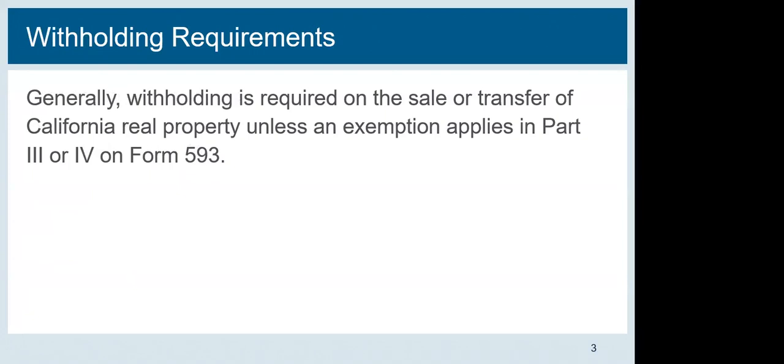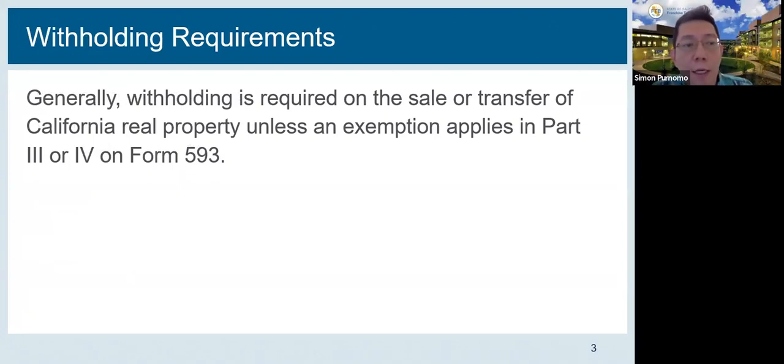Now, generally, withholding is required on the sale or transfer of California real property, unless an exemption applies in Part 3 or 4 on the Form 593. So please remind the sellers that they are not being double taxed. The money withheld during the escrow will be available to be claimed on their tax return and offset their tax liabilities and potentially result in a refund.